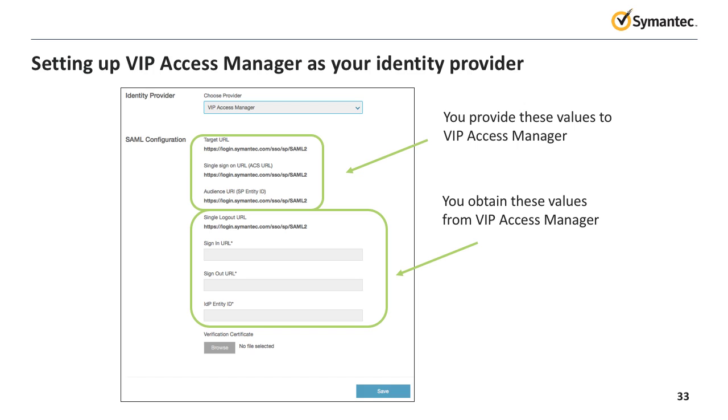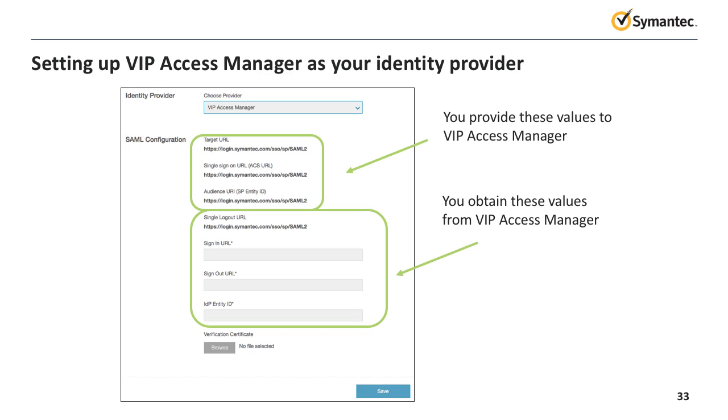In general, setting up VIP Access Manager involves generating a new certificate in VIP Access Manager and then providing information from Access Manager to SEP Cloud, then providing information from SEP Cloud to VIP Access Manager. To access the VIP Access configuration page in SEP Cloud, navigate to Settings, Identity Provider, VIP Access Manager. The details are as follows.